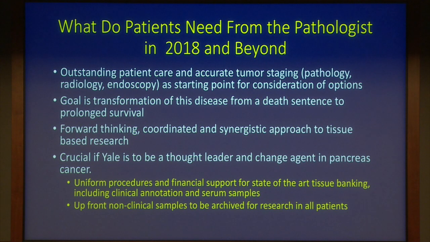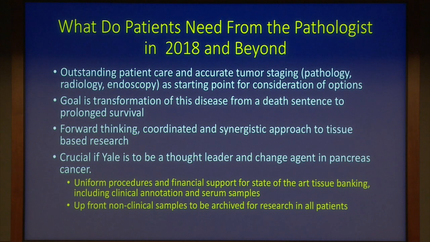So what do patients need from us? I think at Yale, we can say with humility and some pride that the patients receive outstanding patient care from the teams, and they get really accurate tumor staging from the groups that are involved in this as a starting point. And the goal, obviously, is to transform this disease from a death sentence to prolonged survival. So I think we all agree that, for the tissue part of this, the part related to making leaps in therapeutic options that have to do with looking at that patient tissue, we need a forward-thinking, coordinated, and really synergistic approach to the research.